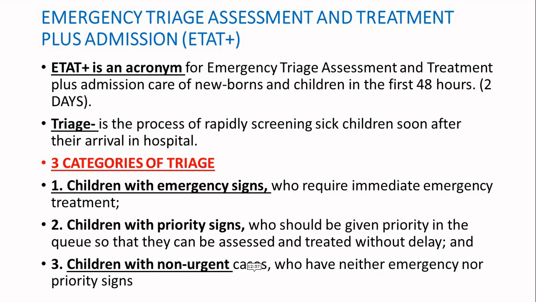Categories of triage: we have children with emergency signs. Those ones require immediate emergency treatment. Those with priority signs can be given priority in the queue. Children with non-urgent cases have neither emergency nor priority signs and therefore can wait, or do not need to be attended to quickly.